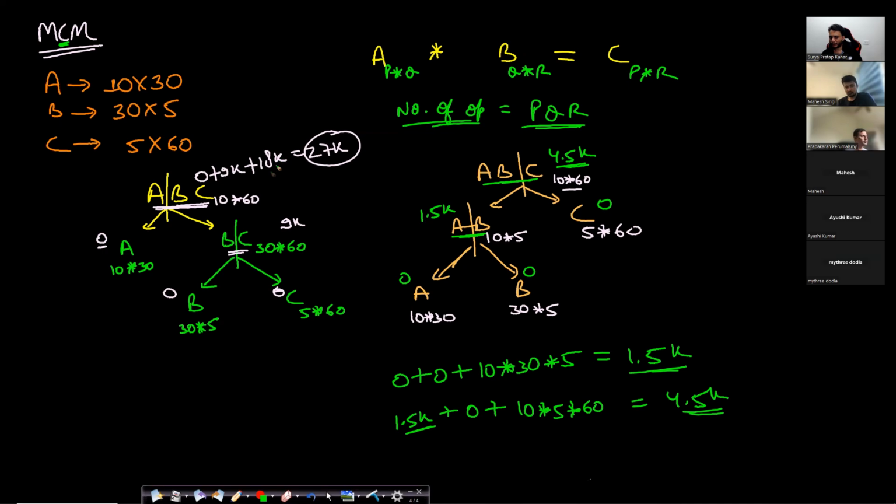So you see that on one side, you get the answer with 27K operations. On the other side, you get the answer by just 4.5K operations. And definitely you will get to the same answer in whatever way you do it, right? So our question is, what will be the minimum operations? If I optimize this, what will be the minimum operations to get to the answer after doing the multiplication? So that will be 4.5K.